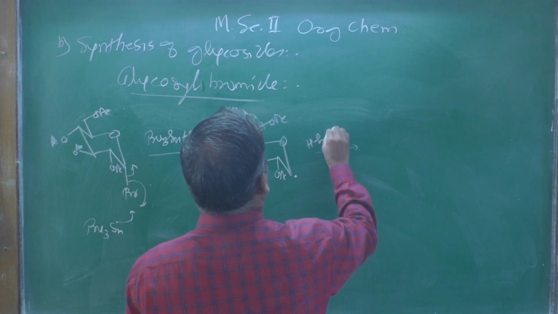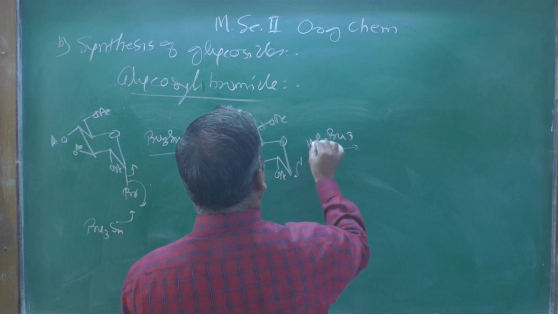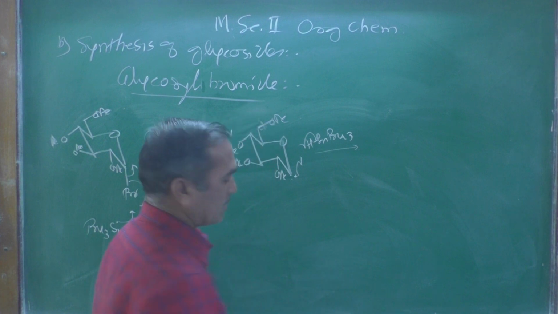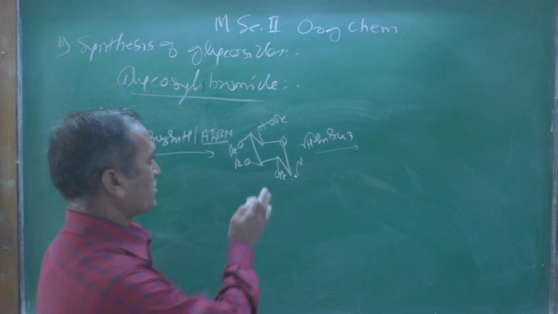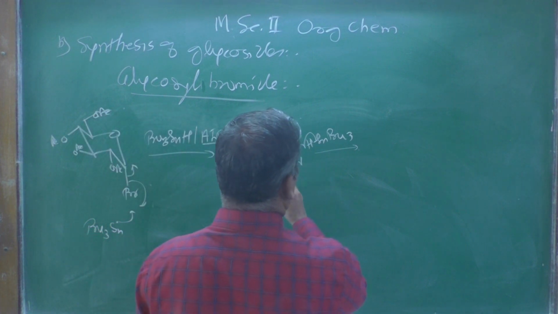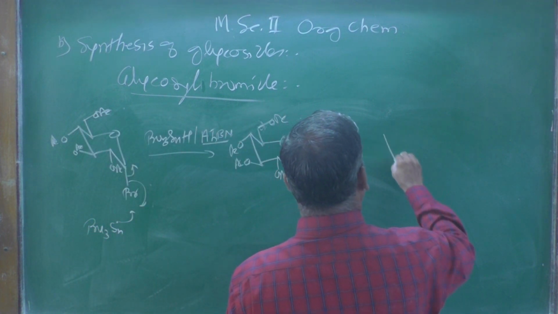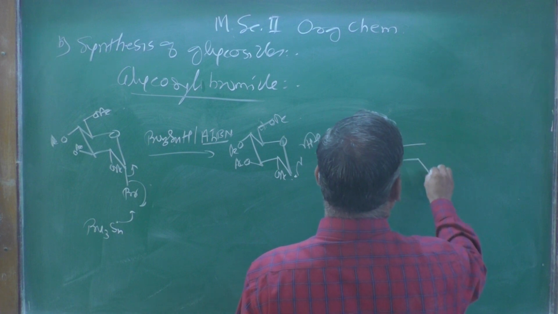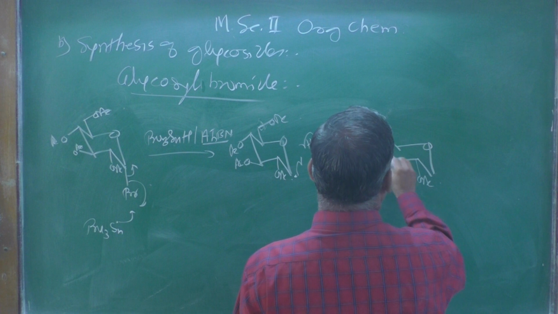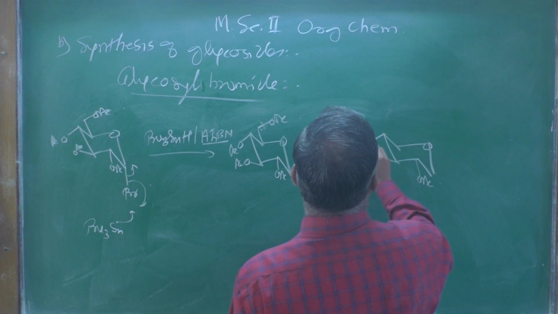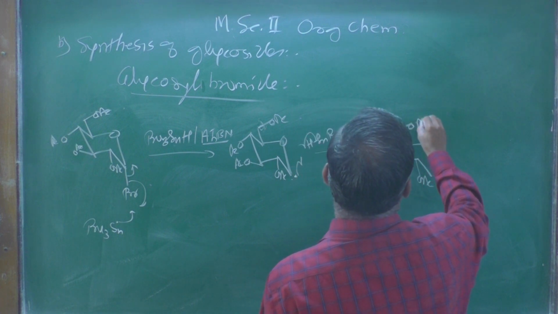HSnBu3 in this fashion, and what we can call this is a deoxygenation, or in other words, what you are going to get over here is this one. This is a derivative which you will get over here, OAc, then OAc, so OAc.